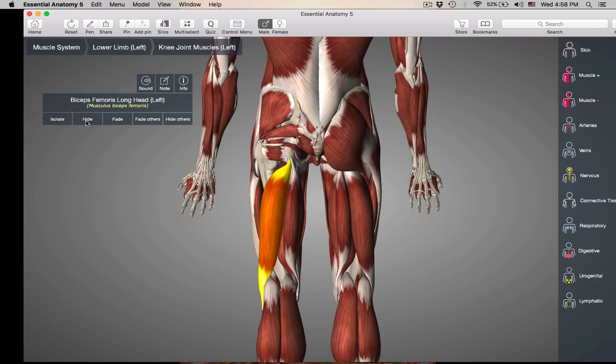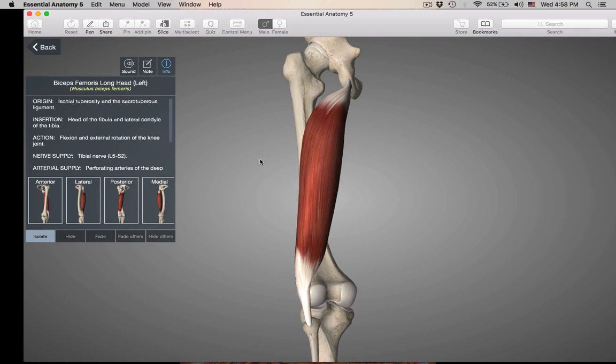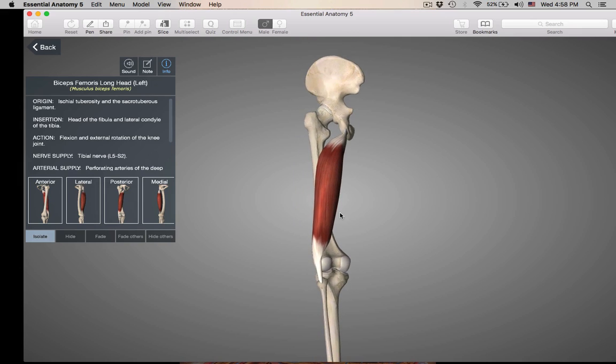So it's going to have action on the hip. This is going to be a hip extender. So hip extension.